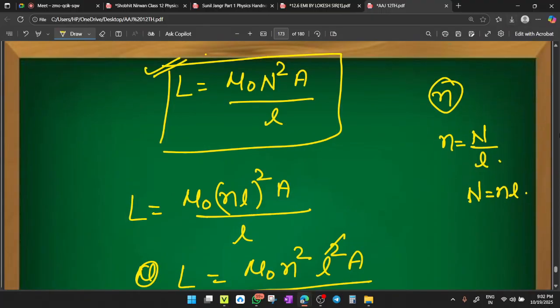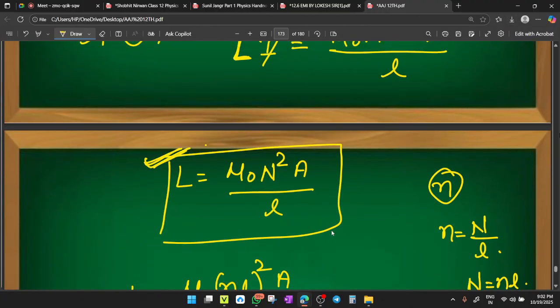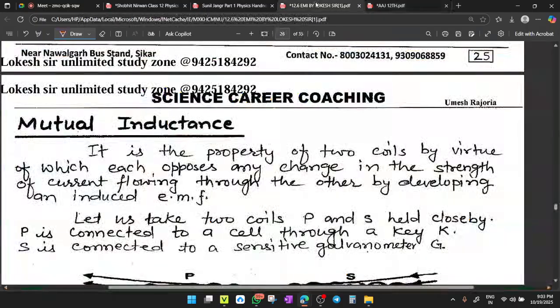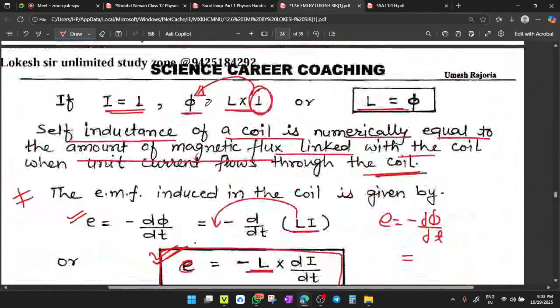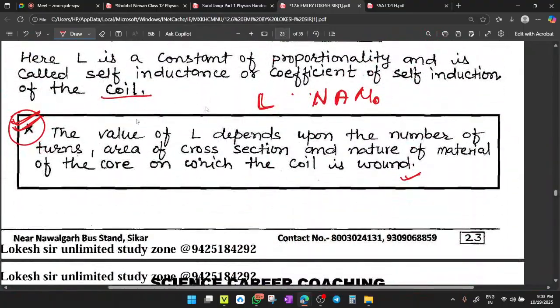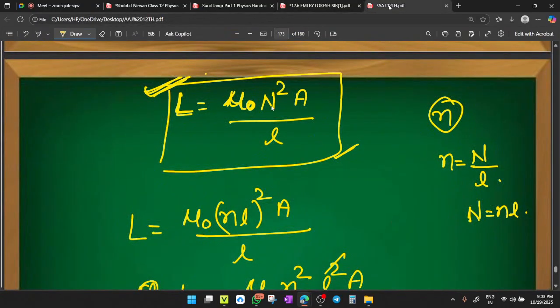Now you see, but the more important derivation is this one. The question is asked on this one formula. Now check what things the coefficient of self-induction depends on. First, the permeability of the core, meaning it depends on the type of material you are using. The value of L depends on the number of turns. Check here in the derivation. Clear? L is proportional to N square.